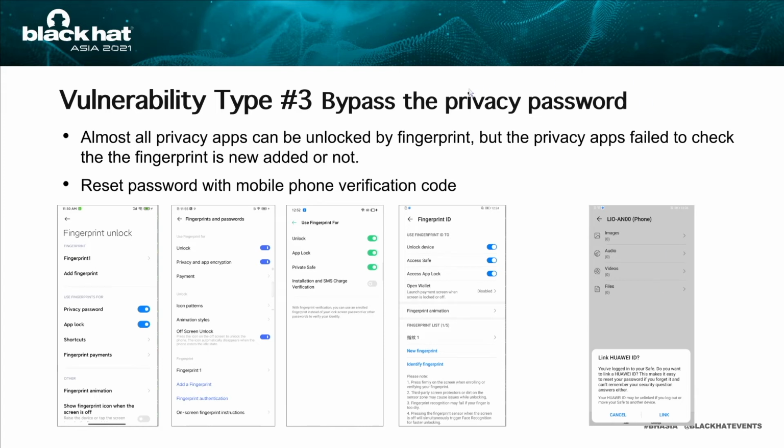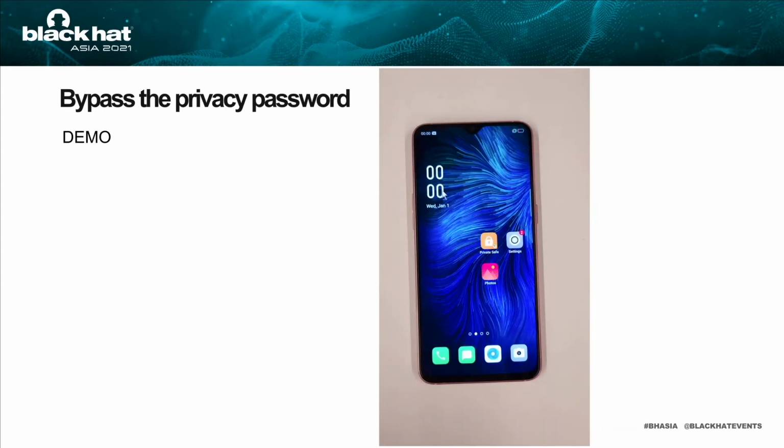Bypass the privacy password. We found that almost all privacy apps can be unlocked by fingerprint, as shown in this slide. But the privacy apps failed to check whether the fingerprint is newly added or not. So the attacker can add a new fingerprint to bypass the authentication. And also we can reset the password with the SMS verification code on some vendors' phones. This is a demo.